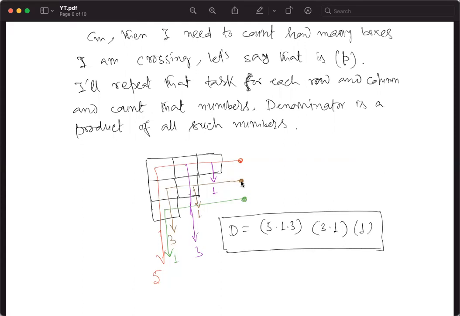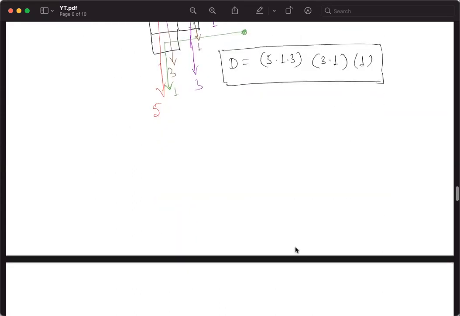Then I go to R2, I'll draw the same thing for taking exit at C1, C2, and so I'll get the numbers 3 and 1, so I'll put this 3 and 1 here. And then for R3 I have only one box to cross here, so this is 1. Now I take a product of all such numbers, and that will give me the denominator. And remember, the numerator divided by the denominator, the dimensionality is always an integer, it cannot be a fraction, for valid representations, right?